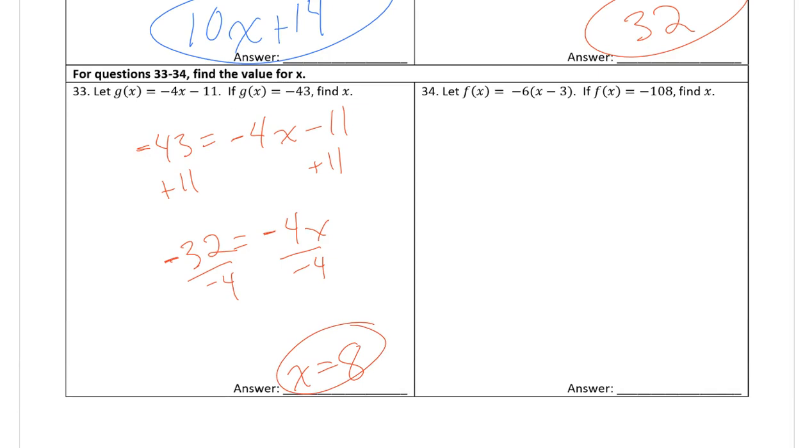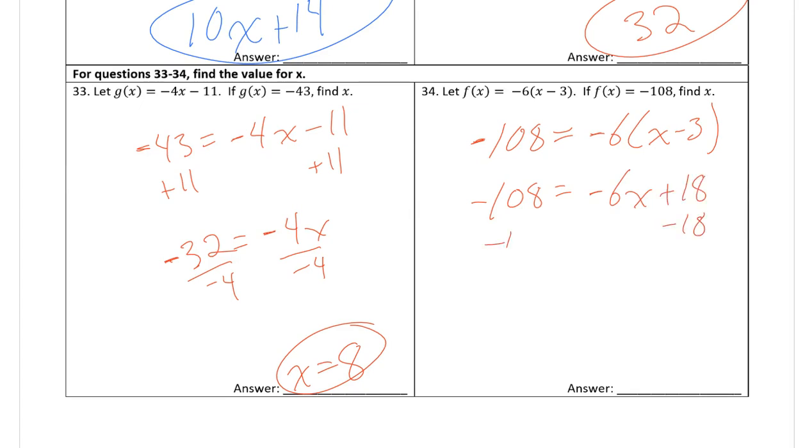Over here, we're told f of x is negative 108, so I'd have negative 108 equals negative 6 times x minus 3, and we're finding x, so I'm going to distribute first. And then negative 6 times negative 3 is plus 18. Subtract 18 from both sides. So that's going to give me negative 108 minus 18, which would be negative 126. And then we want to divide both sides here by negative 6. And we'll get x is equal to, negative divided by negative is positive, so 21.